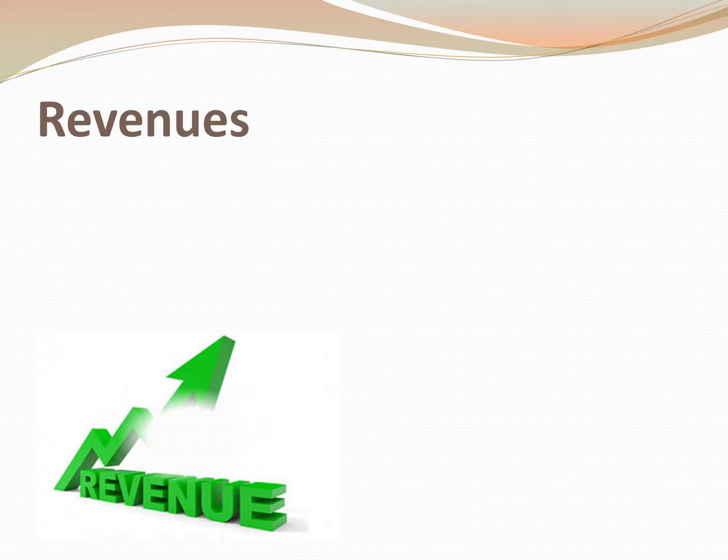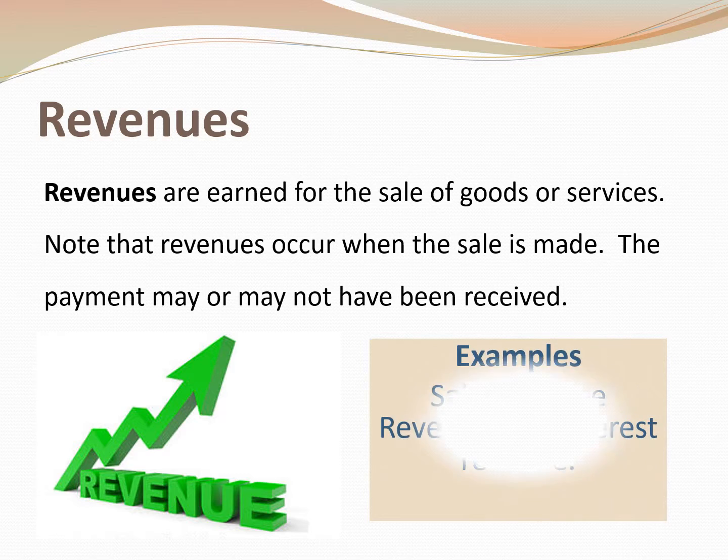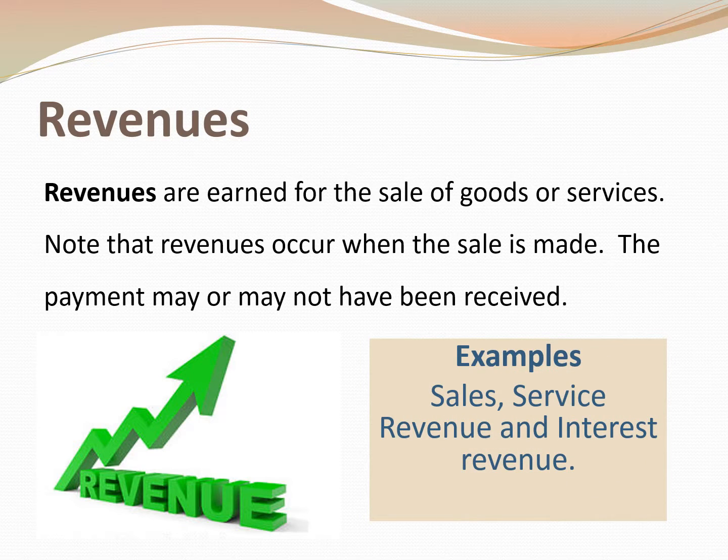Revenue is the amount of money that a company actually receives during a specific period. Revenues are earned for the sale of goods or services. Note that revenues occur when the sale is made. The payment may or may not have been received. Revenue is known as the top line because it is displayed first on a company's income statement. Examples of revenues include sales, service revenue, and interest revenue.